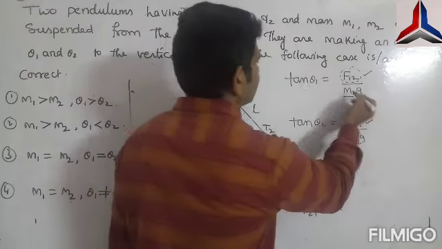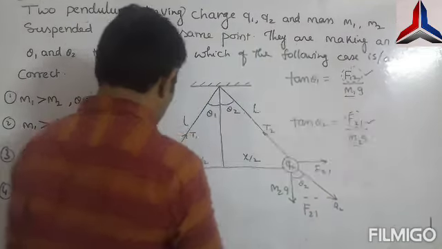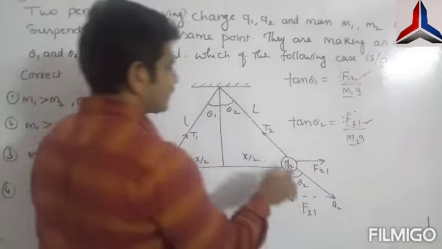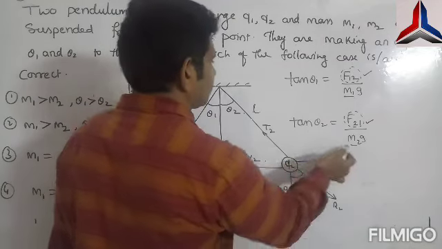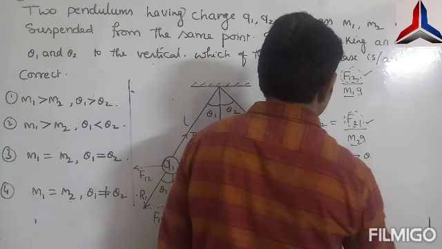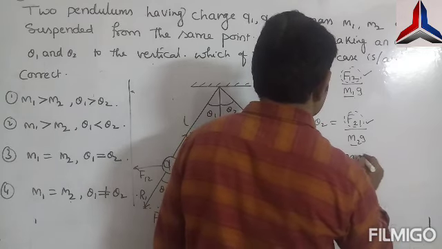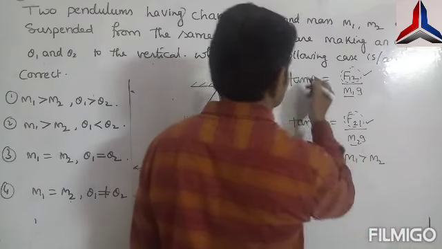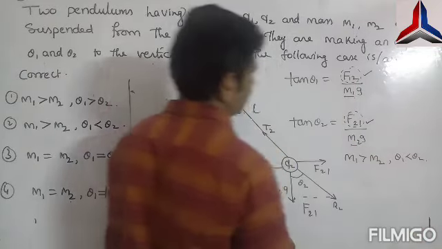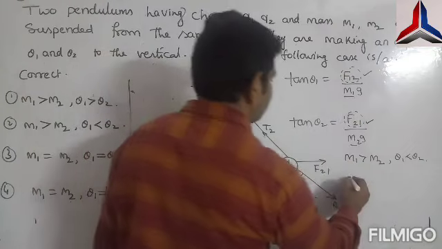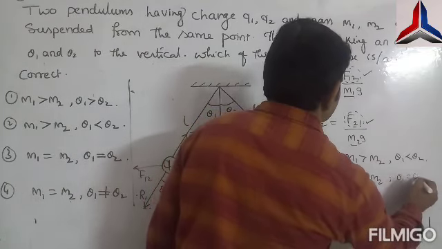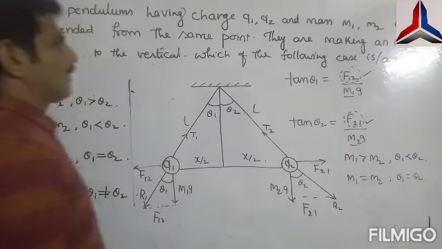If the mass is greater, the angle made by the pendulum will be lesser. If the mass is lesser, the angle is greater. So if M1 is greater than M2, it is an inverse function, therefore θ1 is less than θ2. That is also correct. If M1 is equal to M2, what can we say? θ1 is equal to θ2. This is one previous year question.